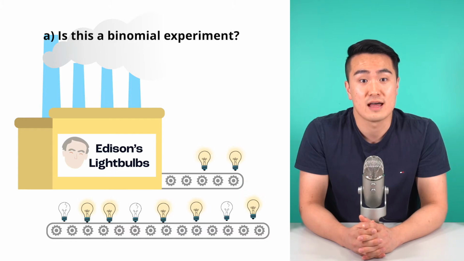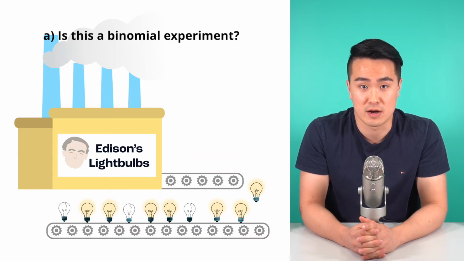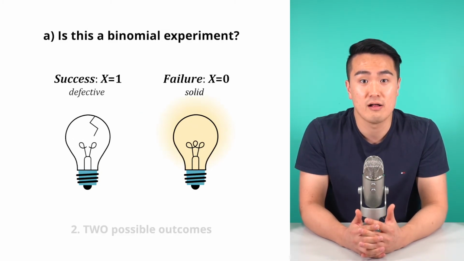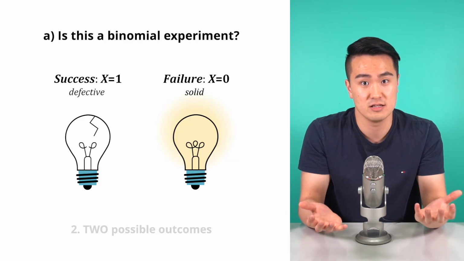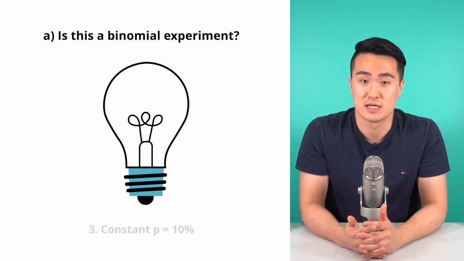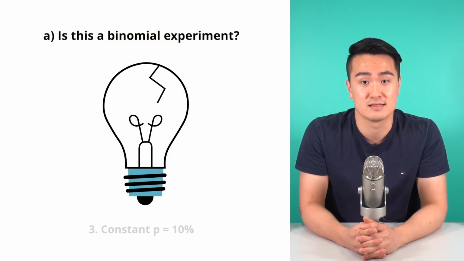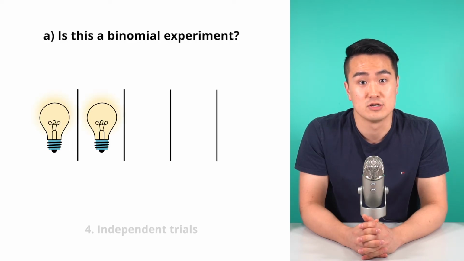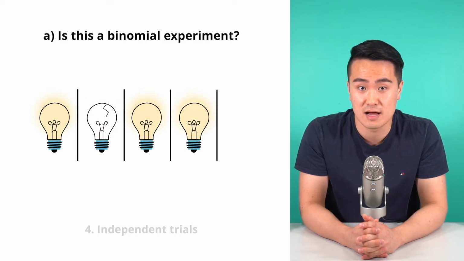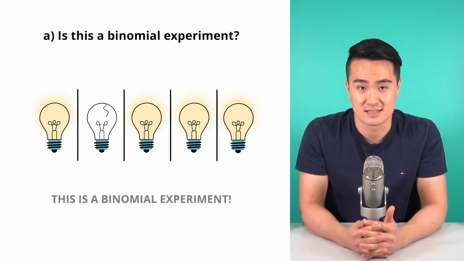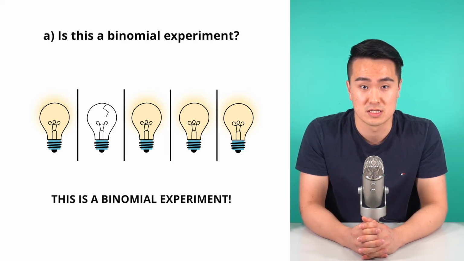We need to ensure that the 4 conditions of a binomial experiment are met. 1. There are 10 identical trials. Tick. 2. Each trial has 2 outcomes, defective and solid. Tick. 3. The probability of defect, which we consider as success, is constant at 10%. Tick. Finally, the trials are independent, assuming that the factory produces many light bulbs, so the probability does not change over time. Thus, yes, this is a binomial experiment.